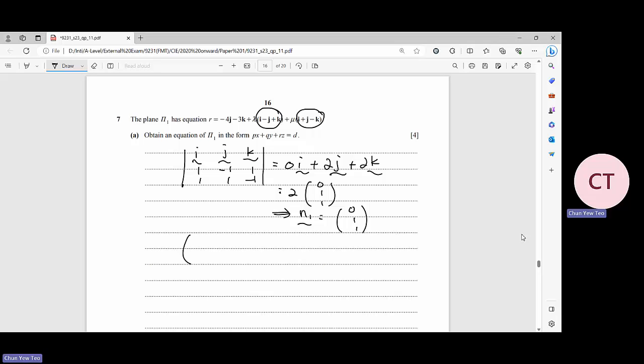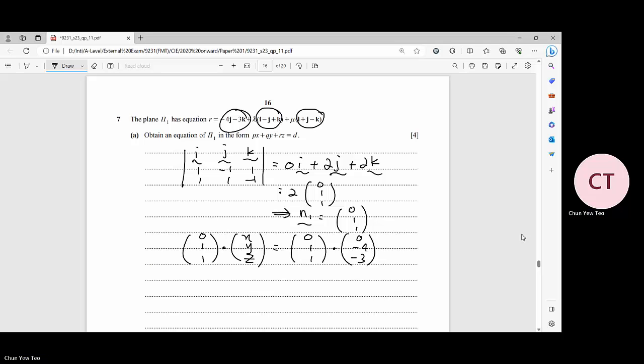Then in order to find the Cartesian equation, just do the dot product. Here is the normal vector. This is x, y, z, any random position vector. And the last one will be the position vector of 4, 0, negative 4, negative 3.